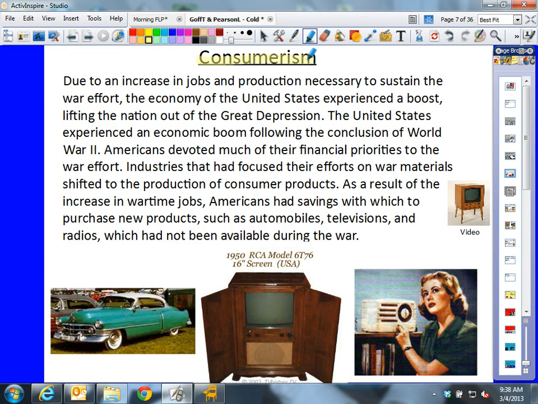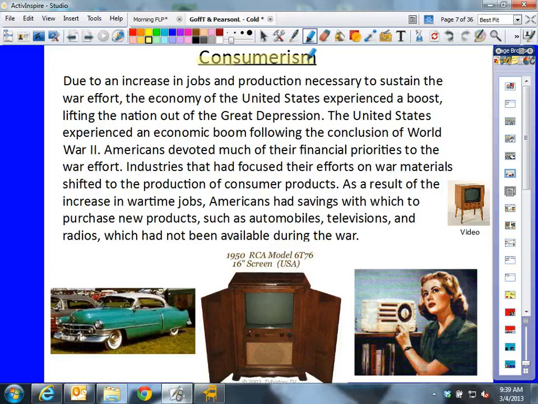Due to an increase in jobs and production necessary to sustain the war effort, the economy of the United States experienced a boost, lifting the nation out of the Great Depression. So an increase in jobs and production is what helped bring us out of the Depression. The United States experienced an economic boom following the conclusion of World War II. Americans devoted much of their financial priorities to the war effort. Industries that had focused their efforts on war materials shifted to production of consumer goods.